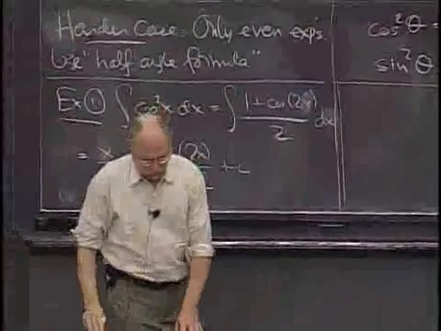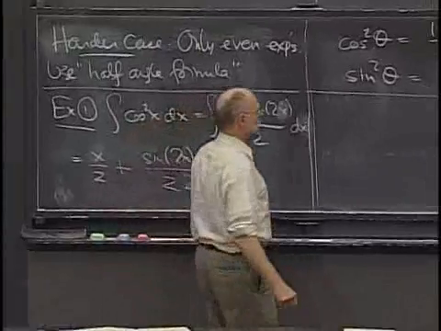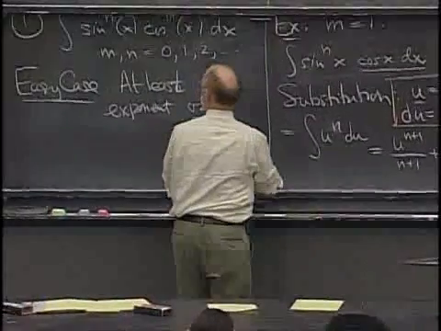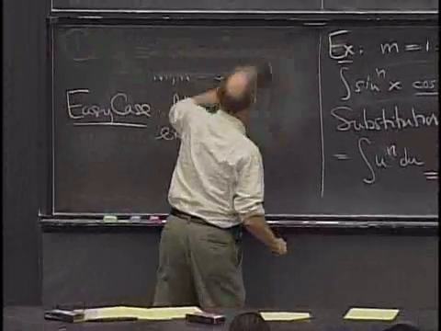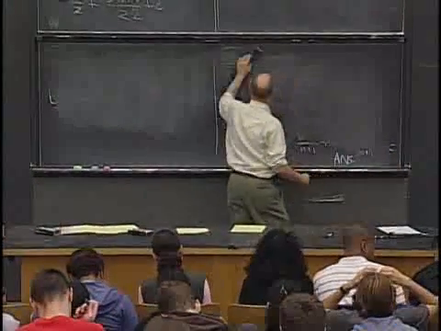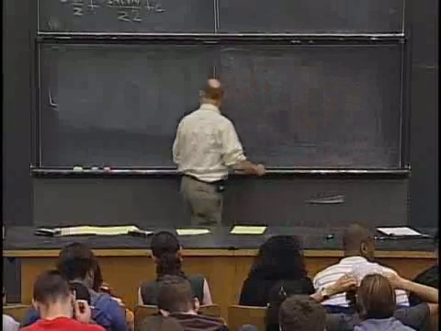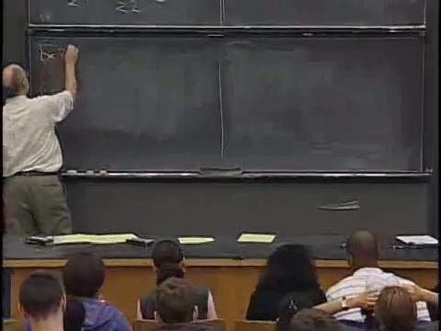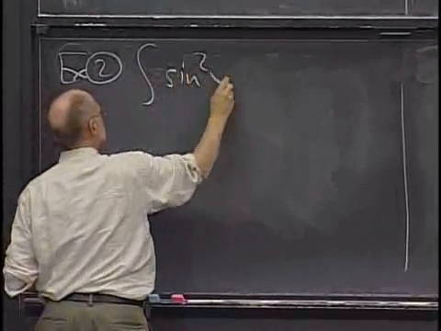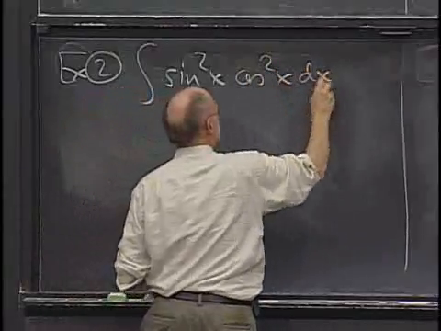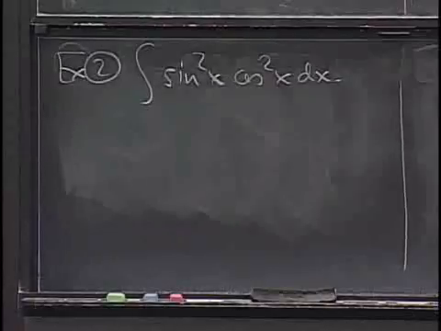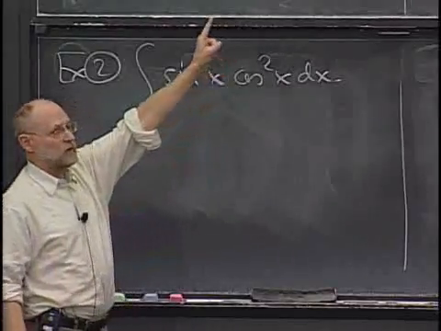All right, let's do another example that's a little bit harder. This time, sine squared times cosine squared. Again, no odd powers. I've got to work a little bit harder. And what I'm going to do is apply those identities up there.